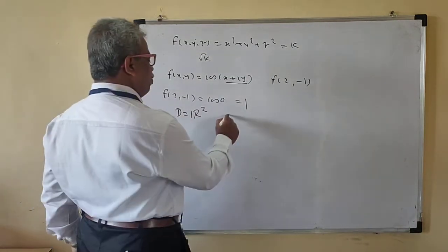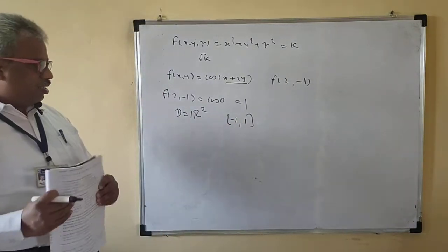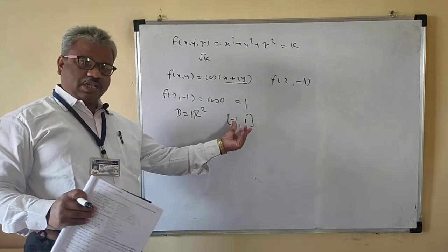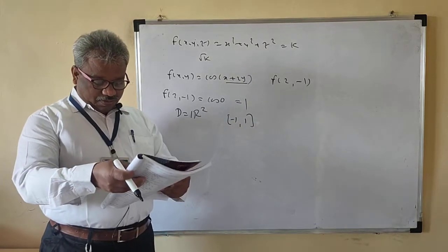So your codomain, range is what? The maximum value of cos is 1, the minimum value of cos is minus 1. So it may happen that it is minus 1 and 1. So that means the range of this function is [-1, 1].